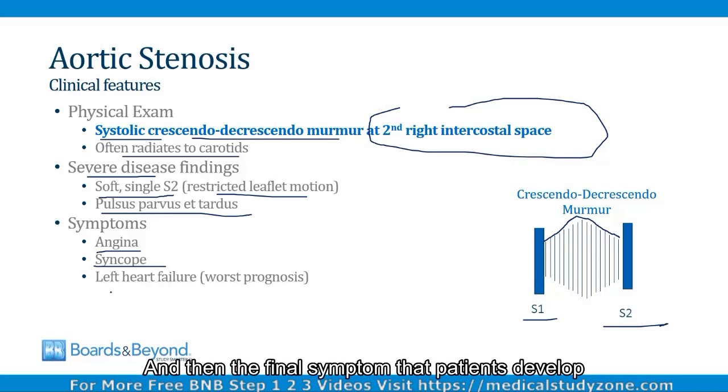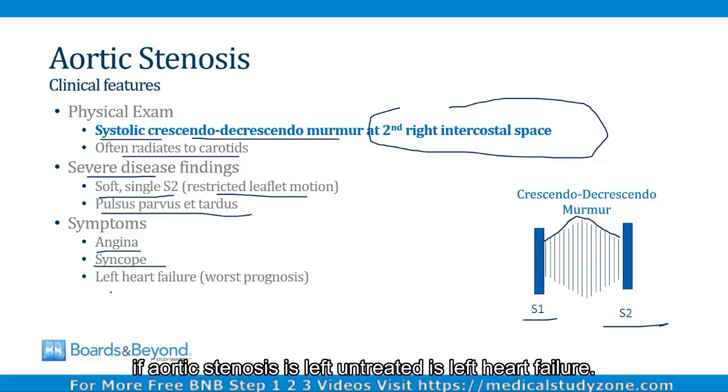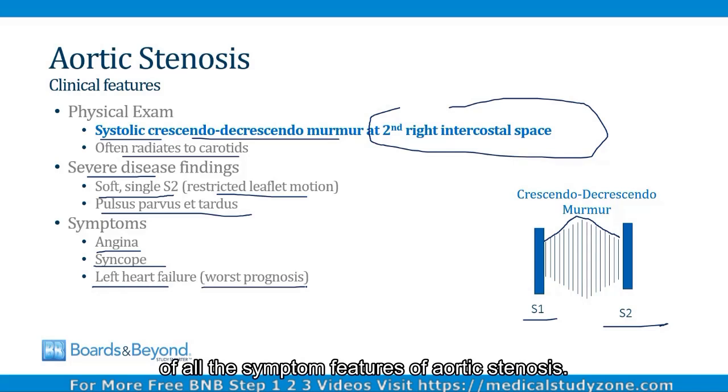And then the final symptom that patients develop if aortic stenosis is left untreated is left heart failure. This carries the worst prognosis of all the symptom features of aortic stenosis.